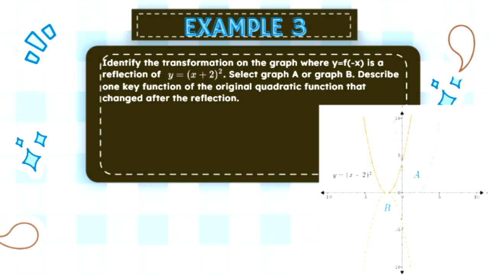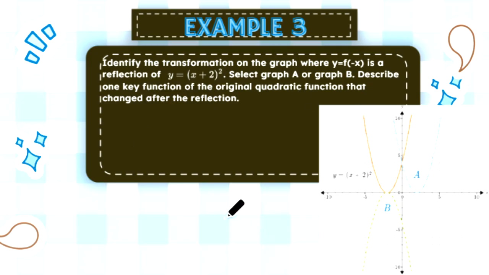Example 3, identify the transformation on the graph where y equals f of negative x is a reflection of y equals (x plus 2) squared. Select graph A or graph B. Describe one key feature of the original quadratic function that changed after the reflection. So here is our original, the orange one.